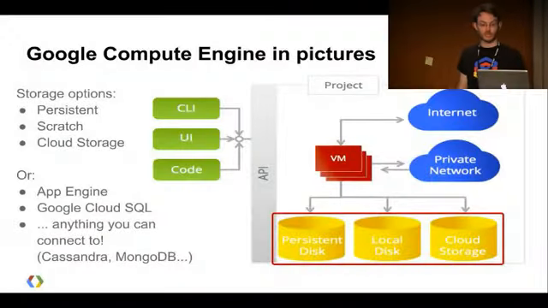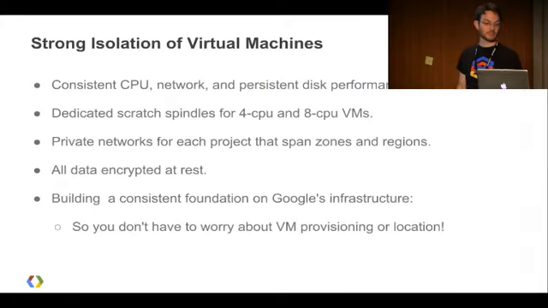And then if you've got data that you want to share with the rest of the world, Cloud Storage is great for that. It's a blob store, so keys and values. And it can store anything from single bytes up to terabytes of data. Of course, since you've got internet access, you can put things in App Engine, Cloud SQL, your own data stores. So you're certainly not limited to our disk options.